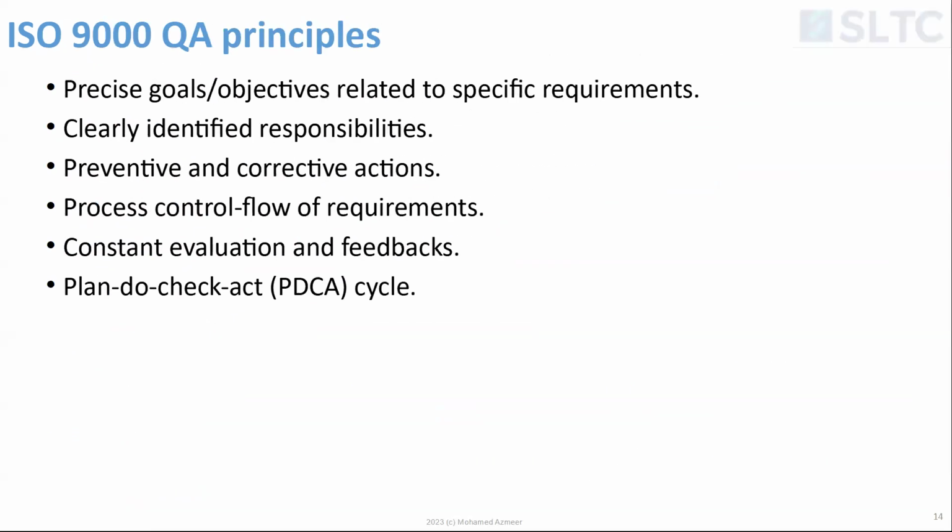So, which brings us to the summary of ISO 9000, the QA principles. There are a few very clear principles when it comes to ISO 9000. Precise goals, objectives related to specific requirements. So they say, if you have a certain requirement, you better very clearly write down what your goal and what your objective is. So ISO 9000 is basically an English game. It's all about writing.